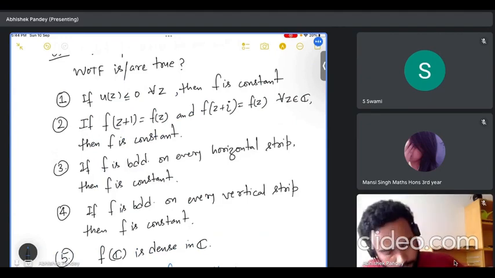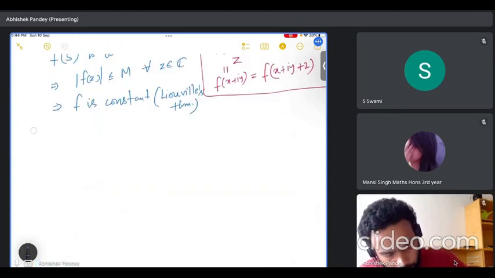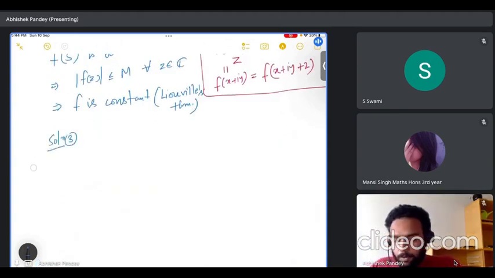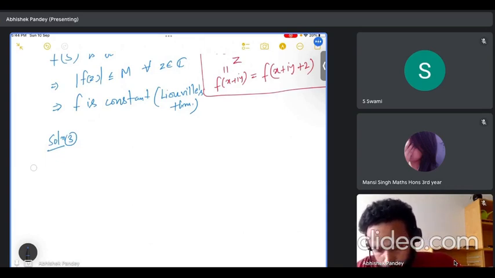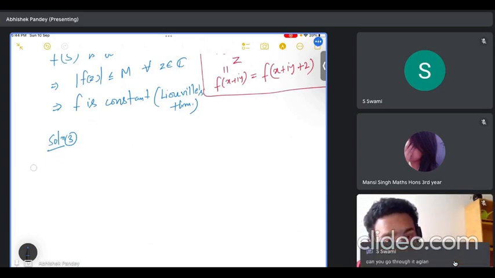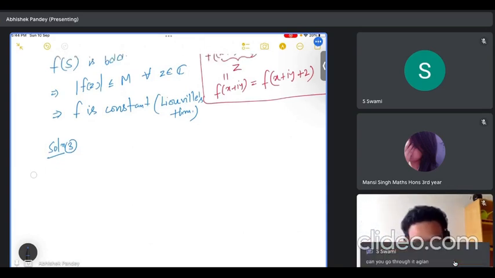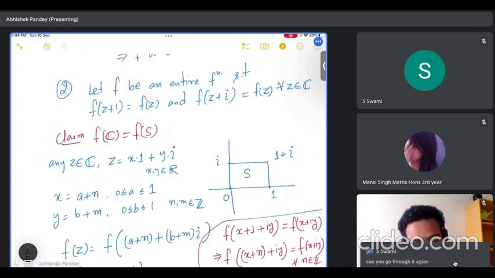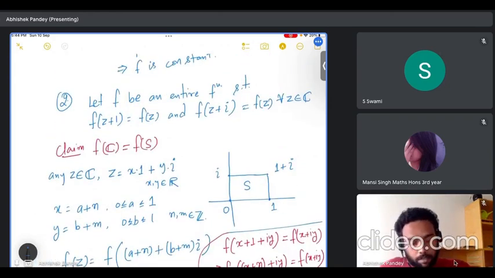Okay, let's just see the third and fourth option. So solution 3: f is bounded on every horizontal strip, and f is bounded on every vertical strip. Can you go through it again? Okay, so let f be an entire function. So f(z+1) = f(z), and f(z+i) = f(z) for every z belonging to C.